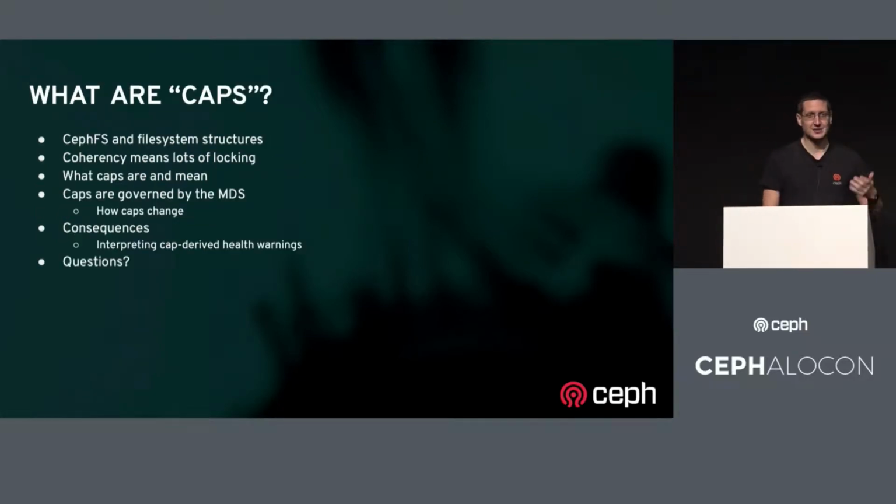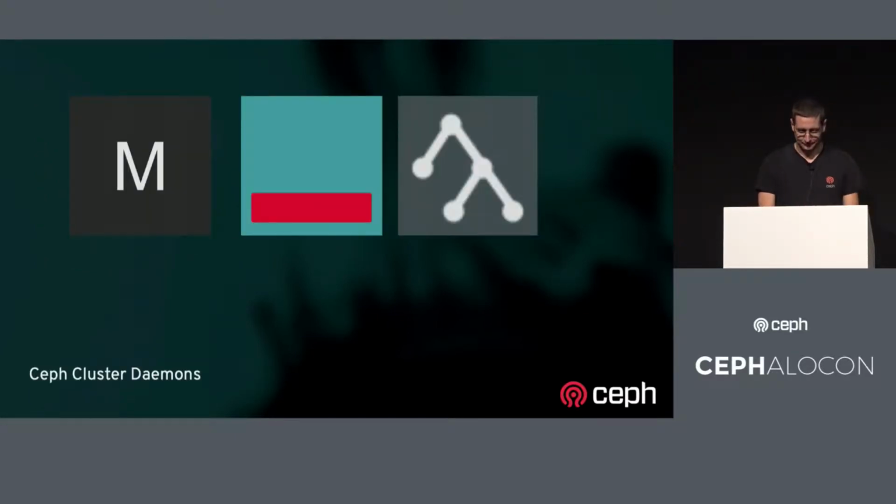So we're here today to talk about CAPS: CephFS file system inode capabilities. We're going to real quickly go over CephFS and file system structures, although you probably already know all about that. Look at why we need to do locking for coherency, what CAPS are and what they mean, how the MDS governs them, and some of the consequences of those that you might see when running a Ceph cluster.